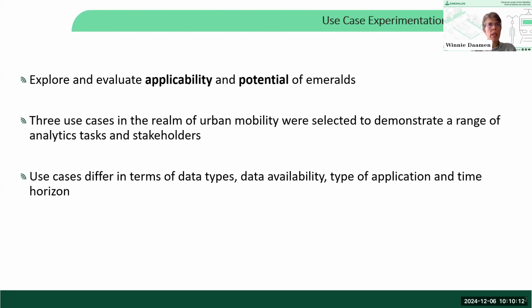For this testing, we have developed 3 use cases, all in the realm of urban mobility. They all have a wide range of characteristics in order to demonstrate the wide variety in the emeralds that are developed. Each use case develops different pipelines in which different combinations of emeralds are made, which makes sure that we can include all the requests of the stakeholders. So all the use cases differ in terms of data types, data sizes, availability of the data, and also type of application. By type of application, I mean the estimation of a certain traffic state, the prediction of a certain traffic state, but also analyses that are needed for policy.